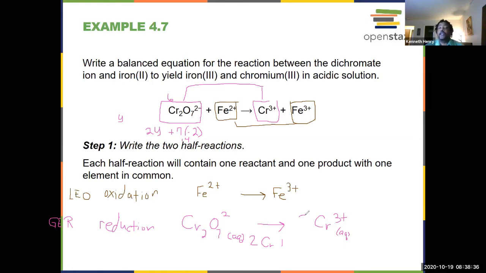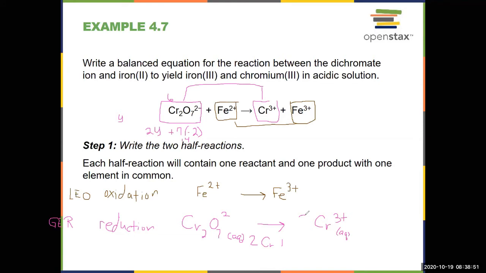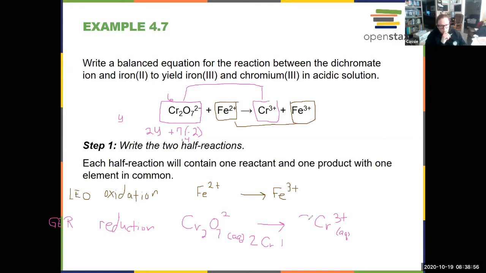First thing that we want to do is balance the other things other than the hydrogens and the oxygens, right? So we need to balance the chromium first. What do I need to do to balance the chromium? We need to put 2 on the product side. And we want to put 2 as a coefficient because we don't want to change what the chromium is. If we put it as a subscript, we change that chemical compound, and that is a different chemical compound. We never want to do that, right?